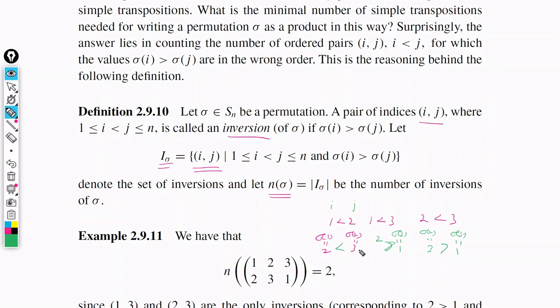So it is clear that 2 is less than 3. So this is not an inversion. This is an inversion only when sigma i is greater than sigma j. What about the pair 1, 3?